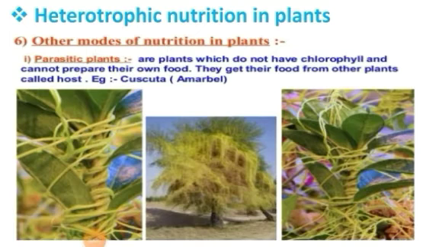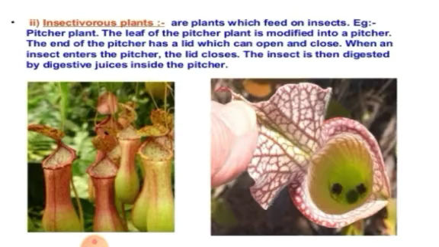Now we will move on to the next type of heterotrophic nutrition, that is insectivorous plants. From the name itself, you come to know these plants depend on insects. An example is pitcher plant. In this type of plants, leaves are modified into structures that help to trap the insects. If you see in the image, the leaf is modified into a jar-like structure, that is pitcher and lid.